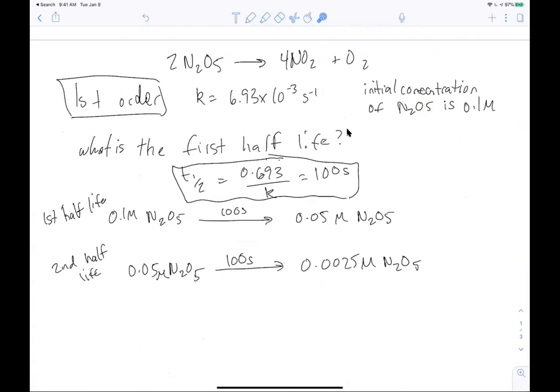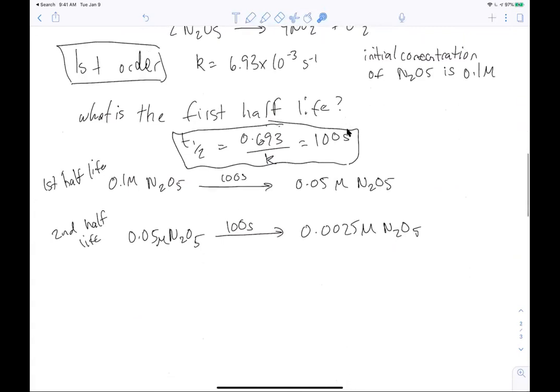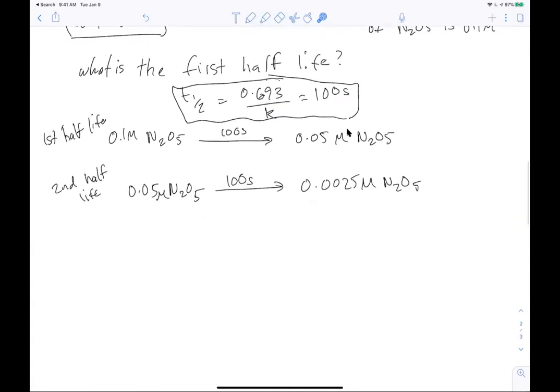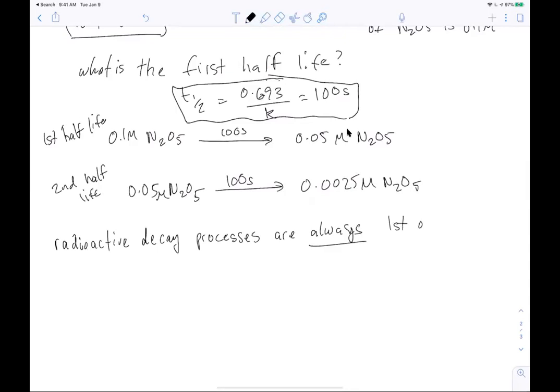Okay, so the last little bit on the first order stuff is a nice gift from nature, because nature tends to be extremely complicated. I talked a little bit about this already, but radioactive decay processes are always first order. So radioactive decay, did we learn about nuclear chemistry in the first semester? I can't remember. It might depend on who you take.